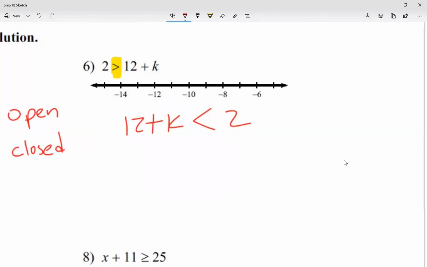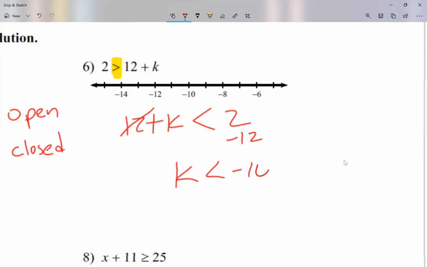Now to get the k by itself, this positive 12, let me move it to the other side as a negative 12. So I get k is less than negative 10. Okay, if I'm asking you to solve, I'm expecting you to type in k is less than negative 10.